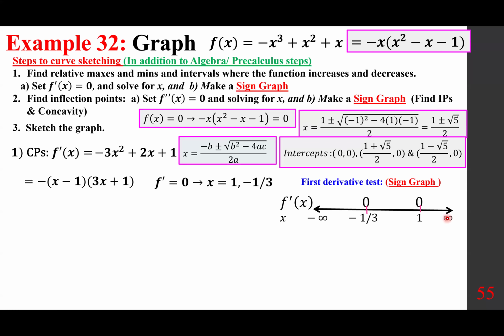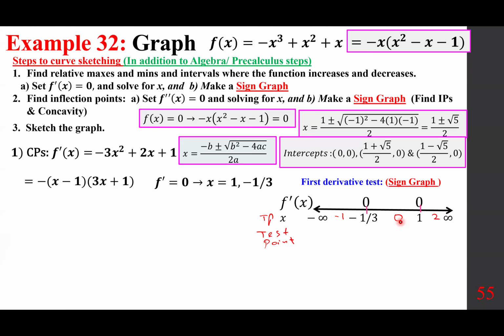And that means you pick up a TP, short for test point. So the test point to the left of negative 1/3 would be like negative 1, in between would be 0. After that would be maybe 2. Again, just make up any number you want. The easiest one is 0.